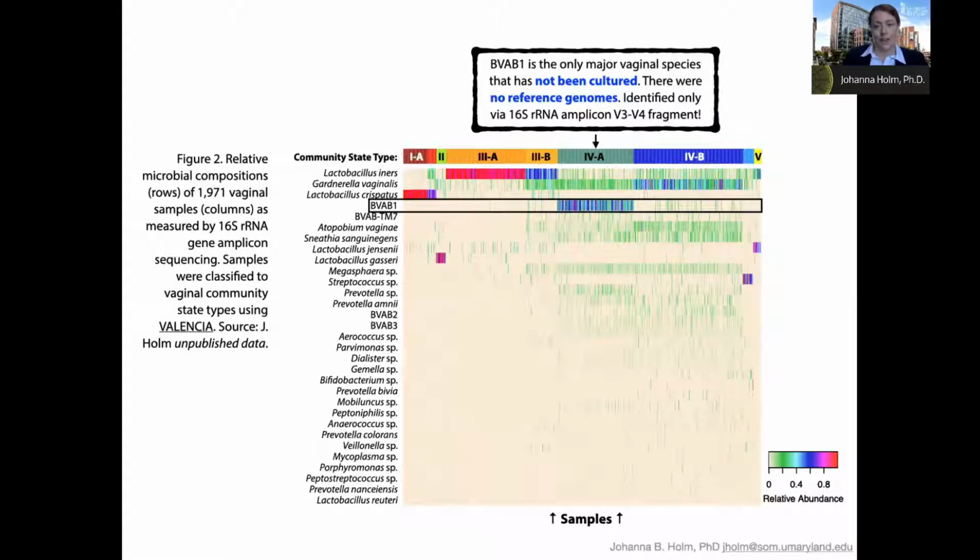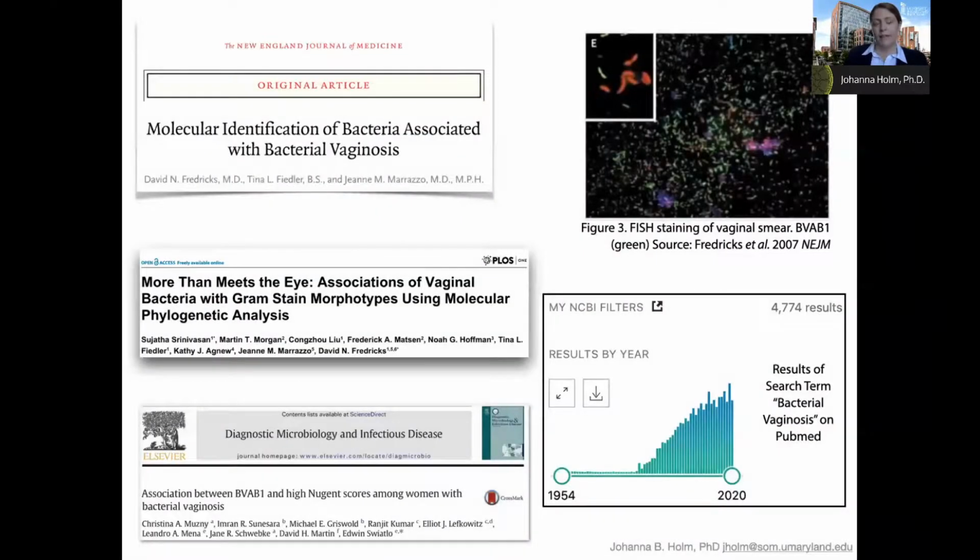BVAB1 is the only major vaginal species for which a cultured isolate has not been obtained, and until this study, there were no reference genomes available. BVAB1 was only known to exist through the presence of the 16S rRNA gene sequence between the 3rd and 4th variable regions. The molecular identification of BVAB1 was reported in the New England Journal of Medicine in 2007. The microscopic image in the top right is a fluorescent in situ hybridization experiment in which BVAB1 was tagged with green fluorescent stain. You can see the morphology of those bugs is a curved rod.